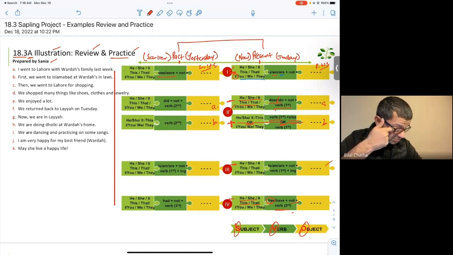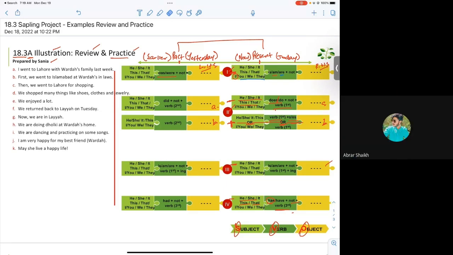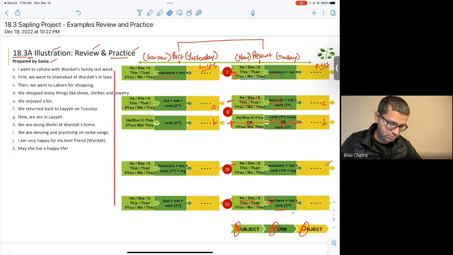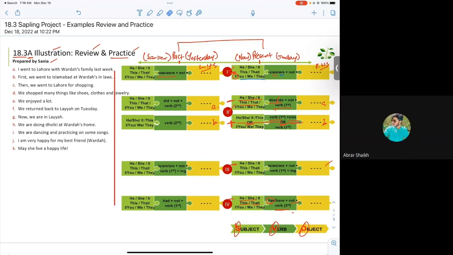Very good. Grammatically, the sentence is correct. Any change in the first sentence right now? Do you think we should change anything? I'm not saying rephrase it. Grammatically, is there anything that should be changed? I think yes, sir. I went to Lahore with Varda's family last week.